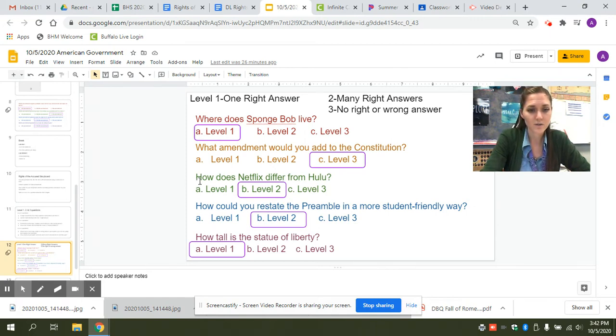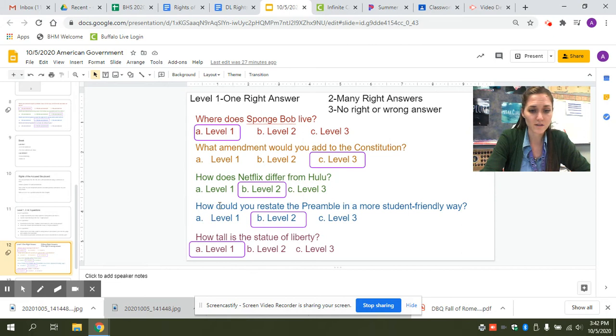All right, next question. How does Netflix differ from Hulu? This would be a level 2 question because there's a lot of different correct answers, but there's still some incorrect answers. Like you couldn't say that they both are the same price because they both have different prices.